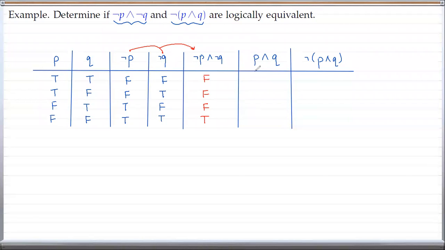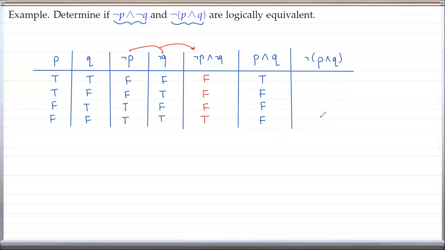Next, we look at the column for P and Q. For that, we can just look at the columns for P and Q and combine them by AND. The first row, we have true and true. This will be true. The second row, we have true and false. This will be false. Then we have false and true. This will be false. And the last row, false and false is false.